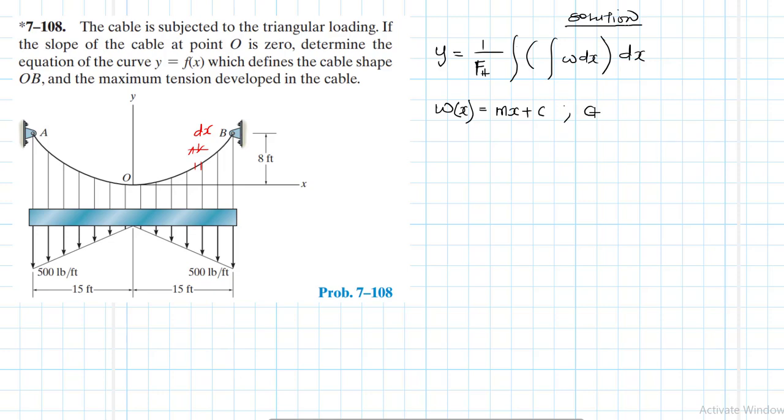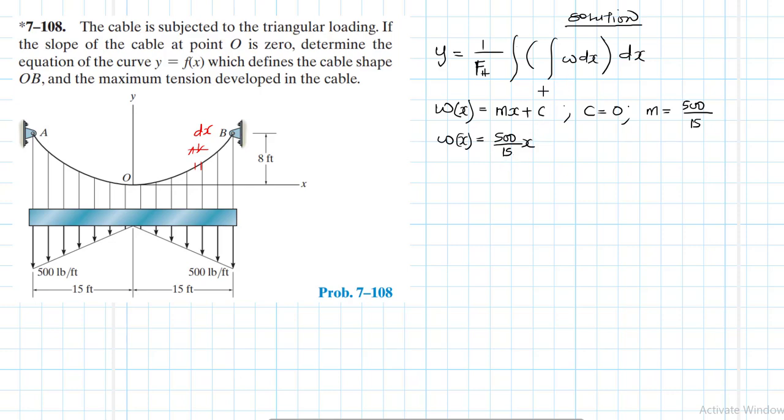But we know that c is equal to 0, and our gradient there is the change in y, which is 500, divided by the change in x, which is 15. Therefore, our loading is going to be equal to 500 divided by 15x. We're just using this portion there, right? So this is the loading that we are going to integrate.